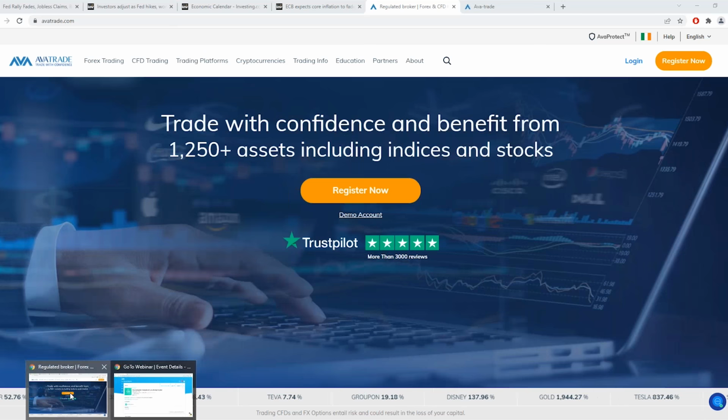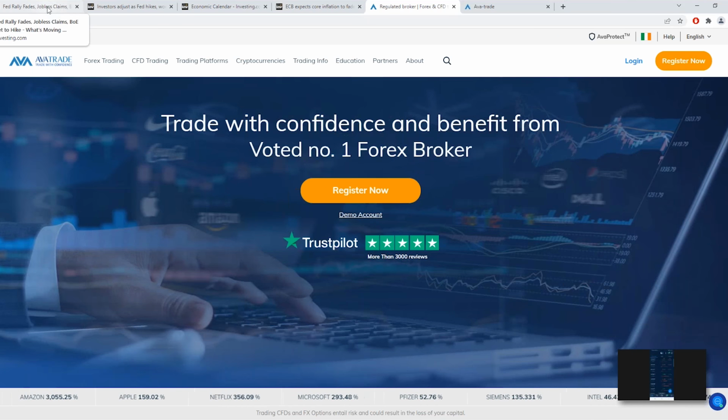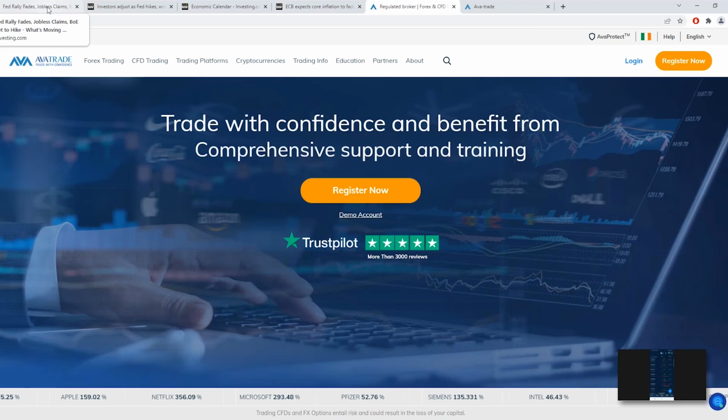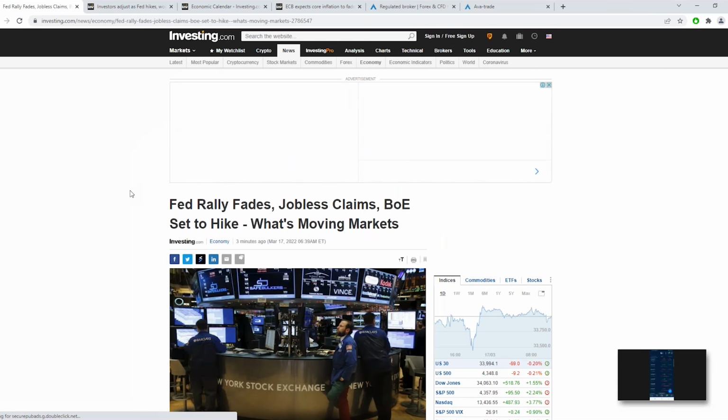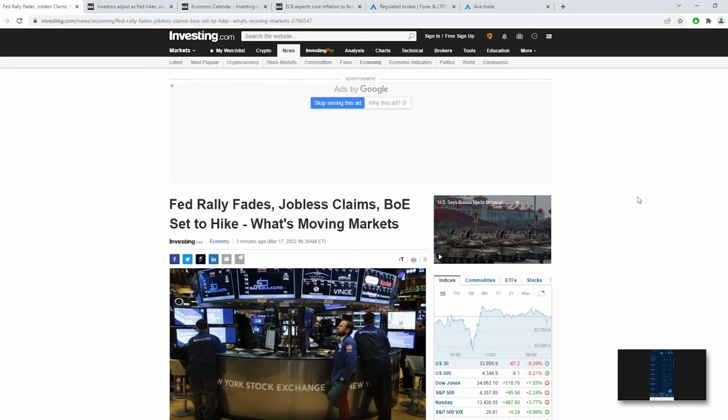Now, let's look at some headlines. It's usually a good place to start with fundamental analysis, to see which way the wind is blowing, so to speak, and what the sentiment is in terms of the news. We can look at headlines and get a feel for it real quick. Fed rally fades, jobless claims are coming in, Bank of England set to hike.